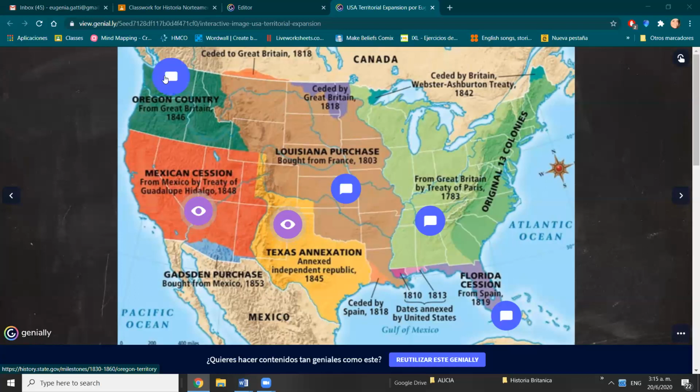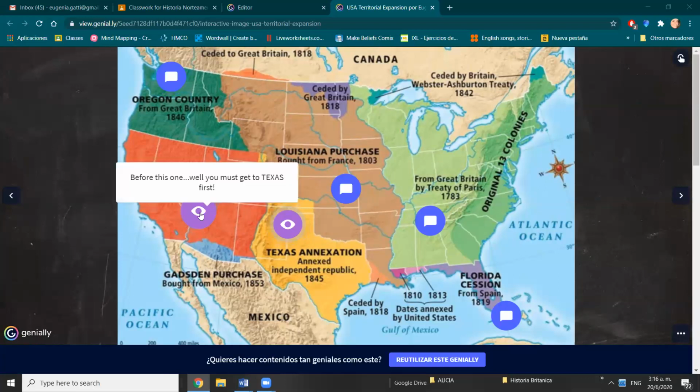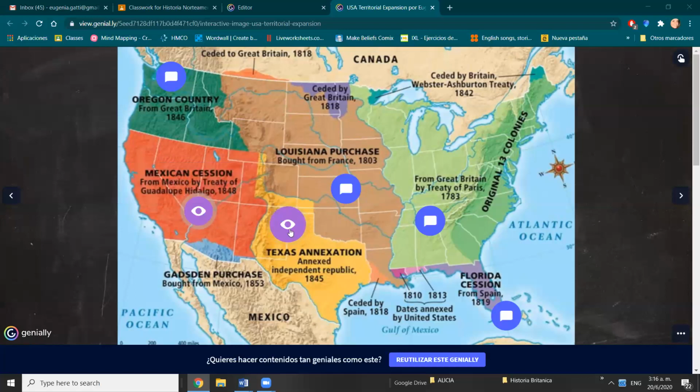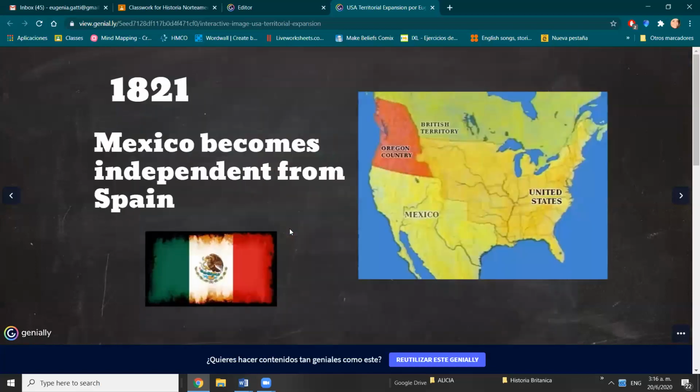As regards Oregon, you are going to read in the text, but also if you click here, you can have more information. Now, don't go into this one yet, into the far west, because before going to the west, we must get to Texas first. And this is what we are going to deal with. This part is not included in your readings, so the source will be this talk.